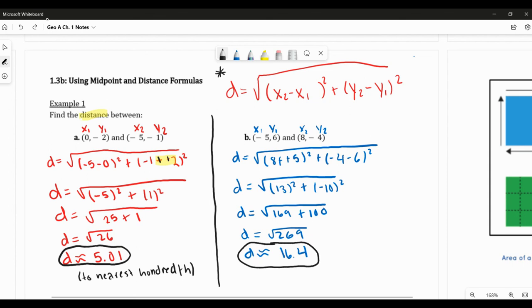I know it's a little bit of a long process. You can shorten some of these steps by typing this all into your calculator. You would just have to add an extra set of parentheses around everything. And your calculator can do that for you. So choose your poison, but this is how you would do it, writing it out by hand.